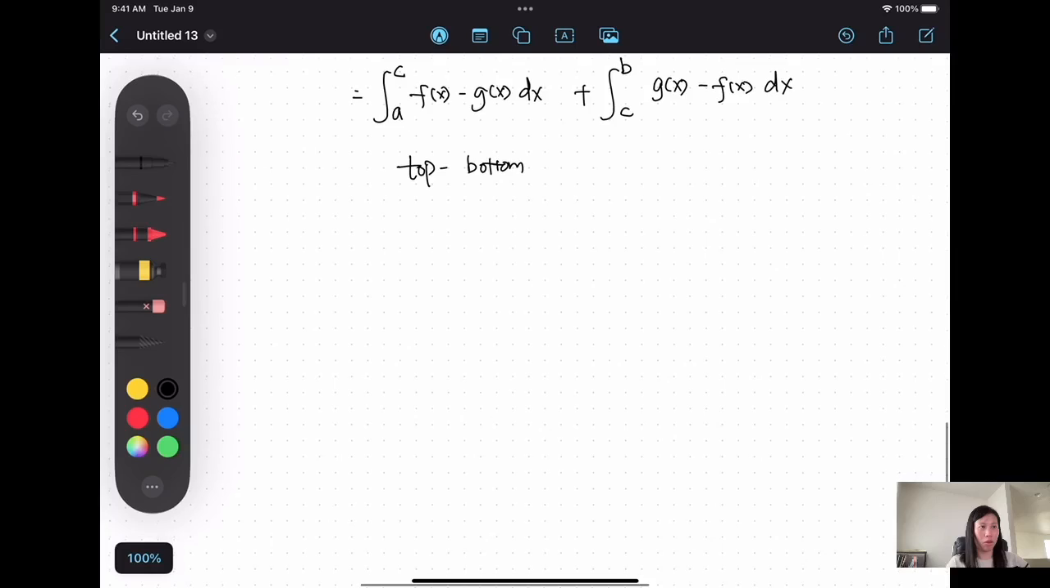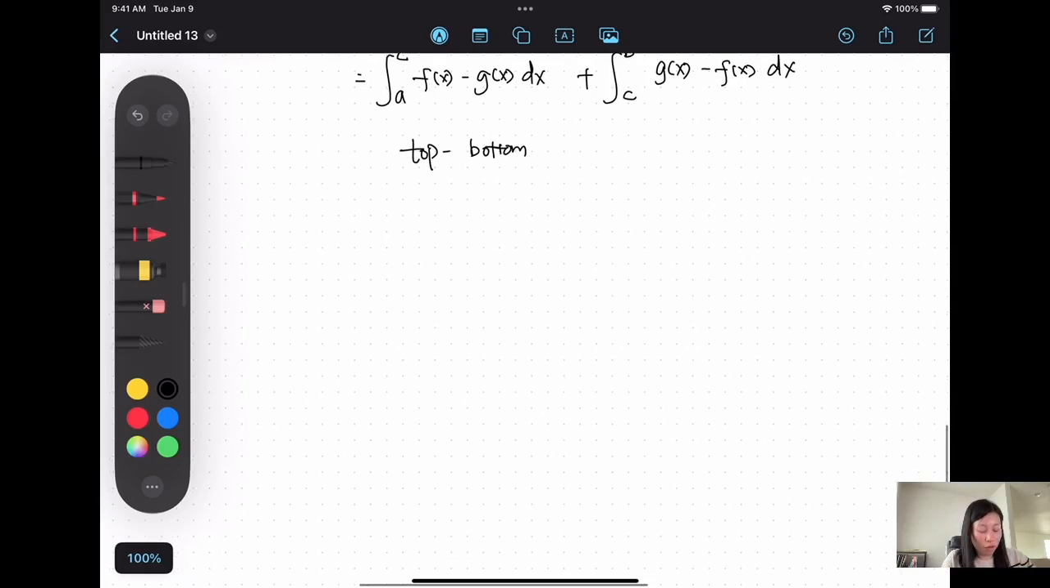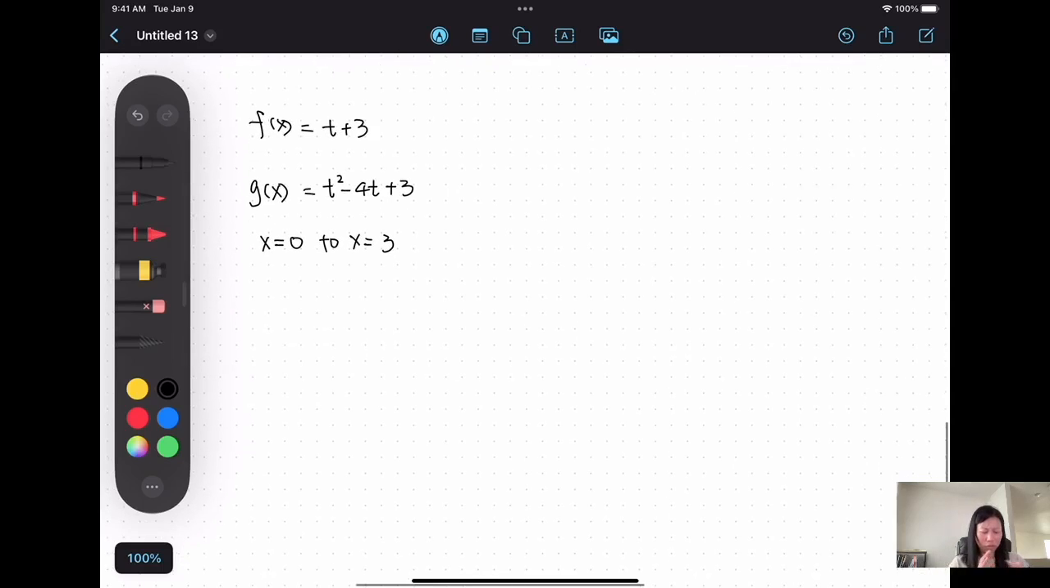So here's an example. Now I have two functions. The first one is f(x) equals x plus 3, and the other function is g(x) equals x squared minus 4x plus 3. For these two functions, I want you to find the area from x equals 0 to x equals 3. Again, the first thing to do is start with the graph. You need to know which graph is on top and which is on the bottom, because sometimes they will change position.